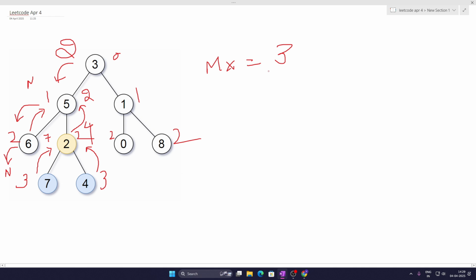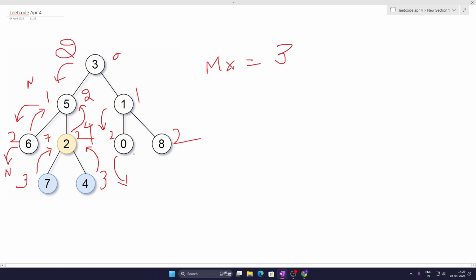1, what is your depth? The 1 says my depth is 1. Is it equal to the maximum depth? No, it's not. Then we will go for its left subpart. The left subpart is 0. What is the depth of the 0? That is 2. And what is the maximum depth? 3. So here also the condition fails.